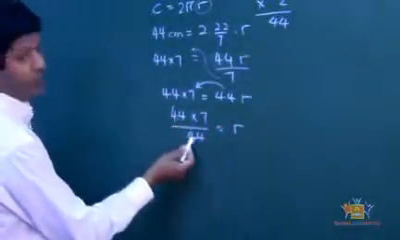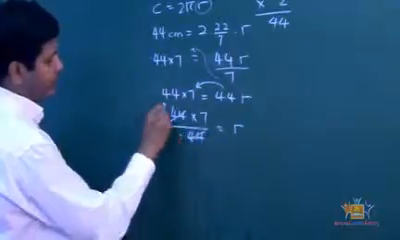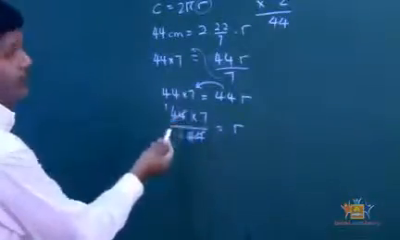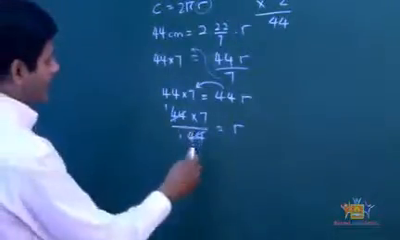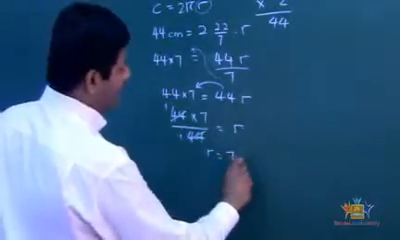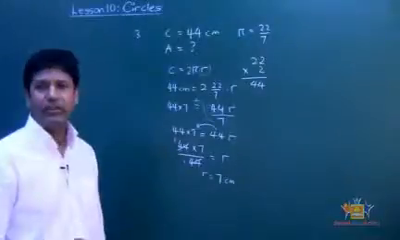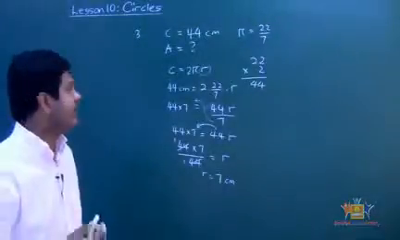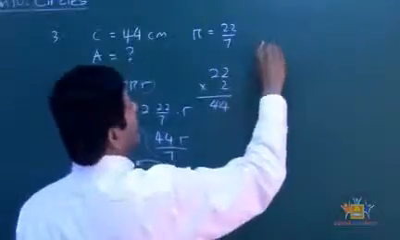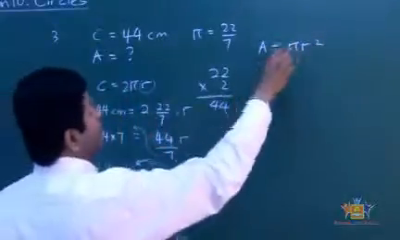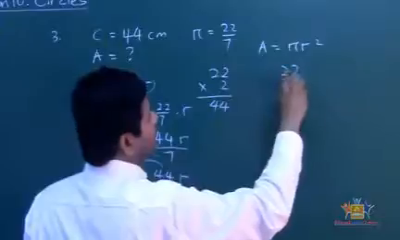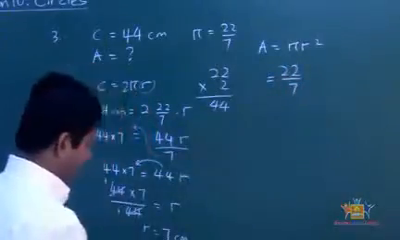Now look at that. 44 and 44 can be cancelled out. 44 divided by 44 is 1. So it tells you r is 7 centimeters. So we already know the radius. Now can we find the area? Yes. What's the area formula? Area equals pi r squared. And we know pi is 22 over 7 and r is 7.